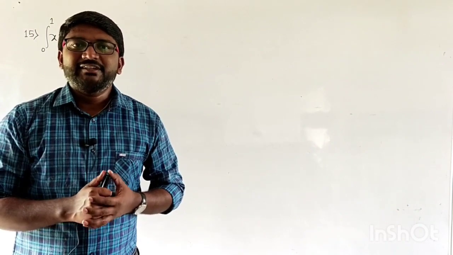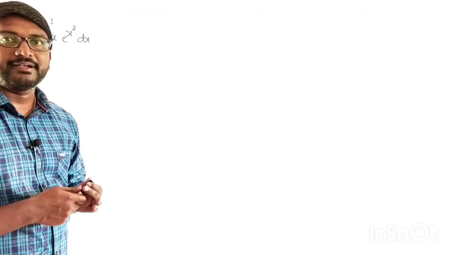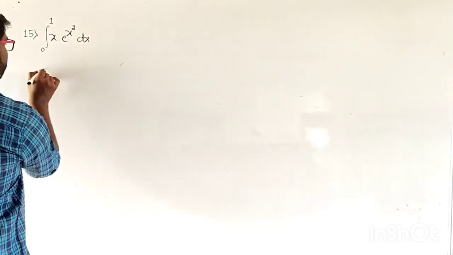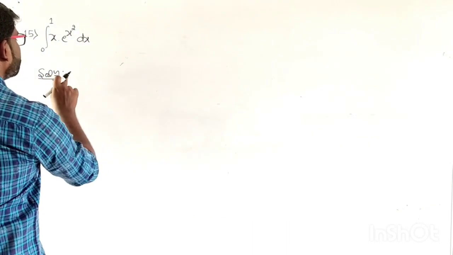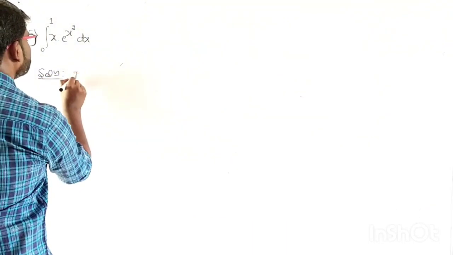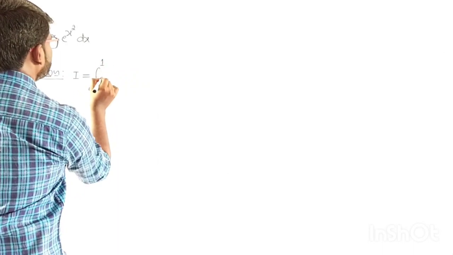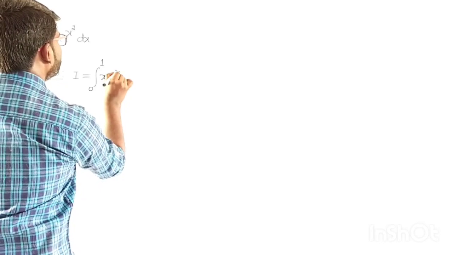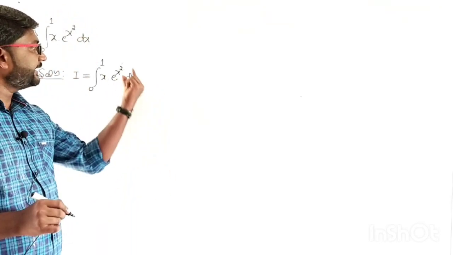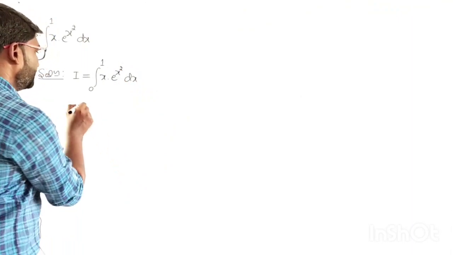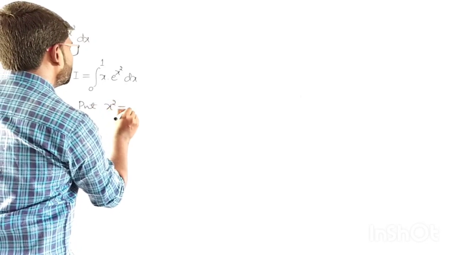Well, the 15th question is integral 0 to 1 x into e power x square dx. So let us take this as I is equal to integral 0 to 1 x into e power x square dx. So now I will go for the substitution. I take this x square as t. Put x square equal to t.